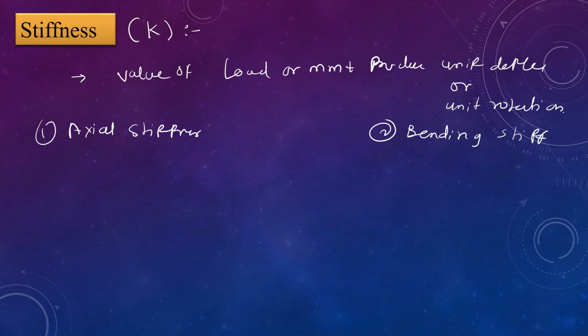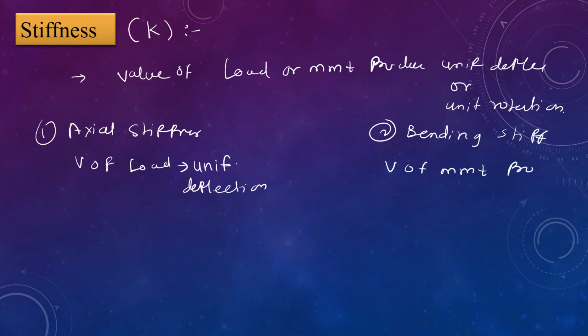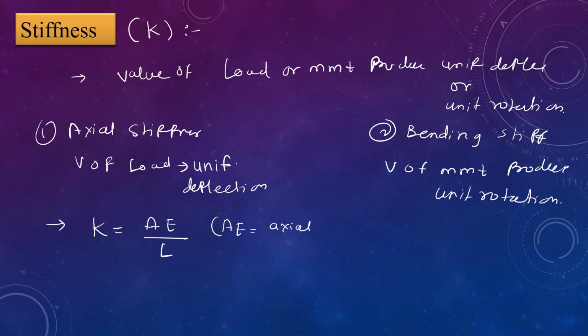So the value of load which produces unit deflection is the axial stiffness, and the value of moment which produces unit rotation is the bending stiffness. The formula for axial stiffness is K equals AE by L. This is the axial stiffness, and AE is nothing but axial rigidity.